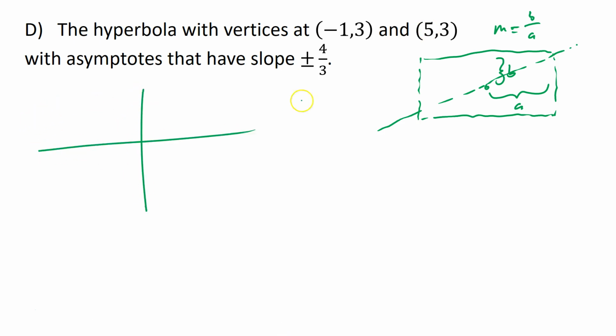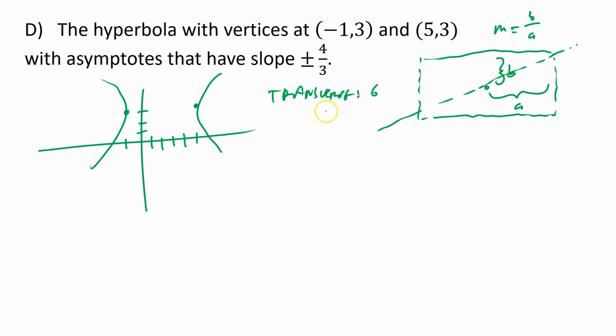Let's draw a graph. So negative 1, 3, and positive 5, 3. Okay, those are my vertices. So it looks like we're going to have a sideways hyperbola here. I don't know where my asymptotes are, so maybe I shouldn't have drawn it quite yet, but I just want to get a picture of it. So the transverse axis then has a length of 1, 2, 3, 4, 5, 6.